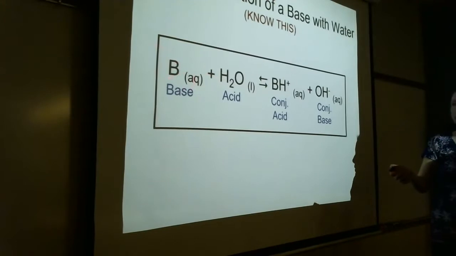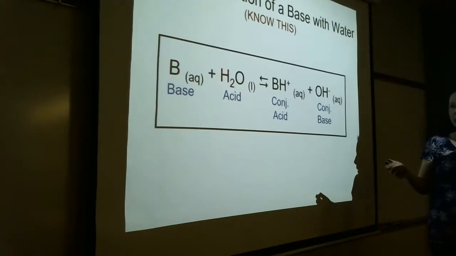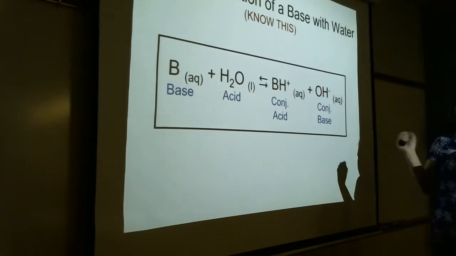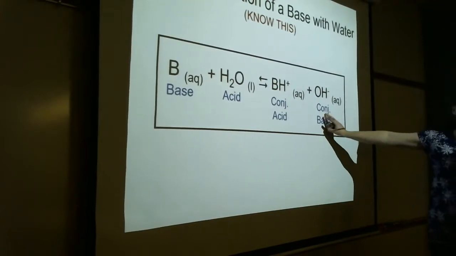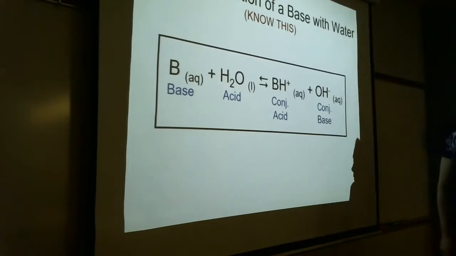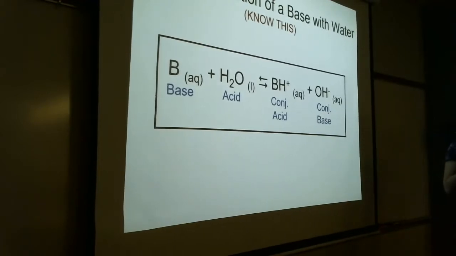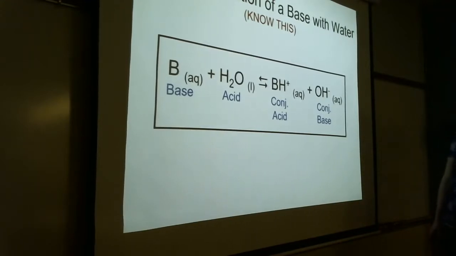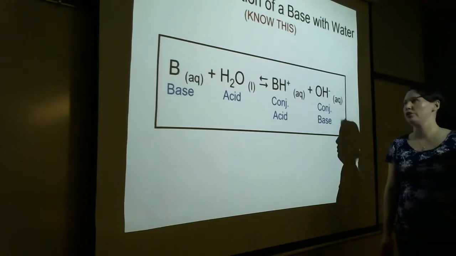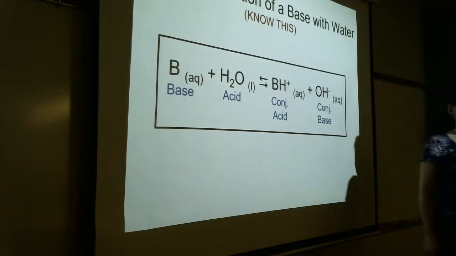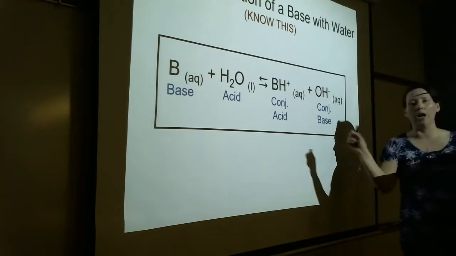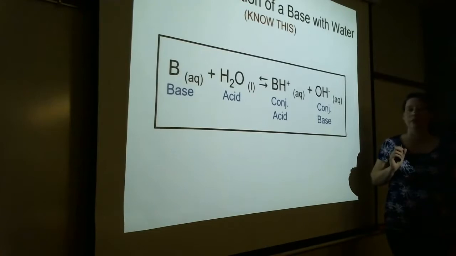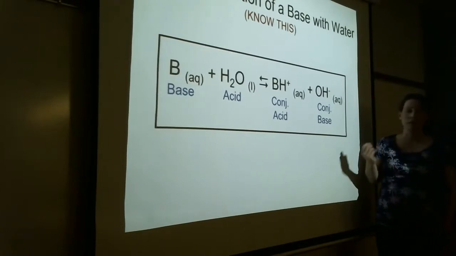Any generic base plus water, with water acting as the acid, will produce the conjugate acid and the conjugate base. Again, this is where your OH- is coming from. So any base has the generic reaction like this. All right, we have the general reaction for an acid. Now here's the general reaction for a base. So you've got to know this. Please put a big star in your notes. Memorize this. It's really important, okay? You need to know the generic reaction for a base with water.